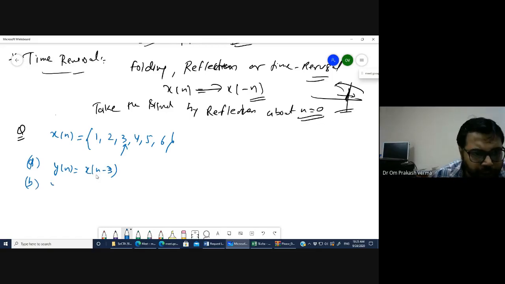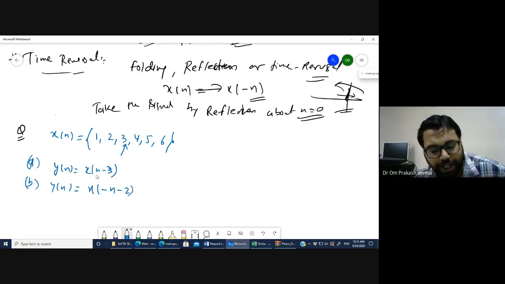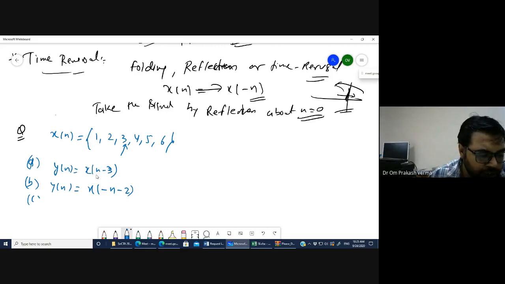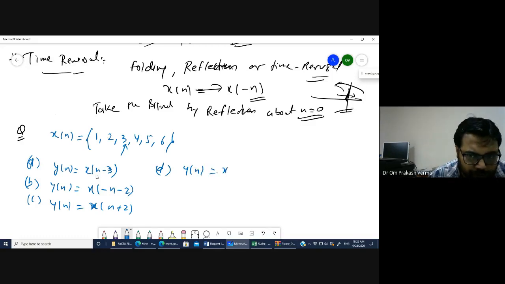In part B, I have taken y[n] is equal to x[minus n minus 2]. So first shifting is there, then folding is there. Then y[n] is equal to, let's say, simply x[n plus 2]. Then the problem y[n] is equal to x[2n]. Here we are interpolating or decimating the signal. Decimation of the signal.